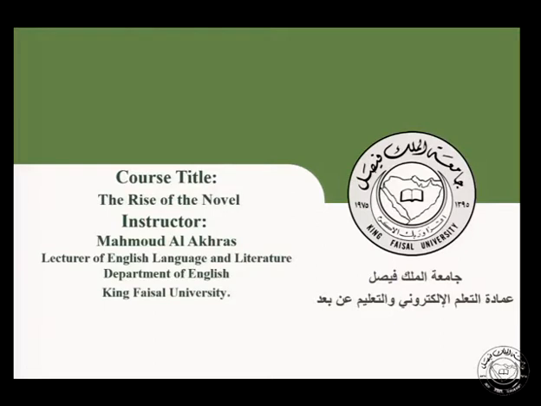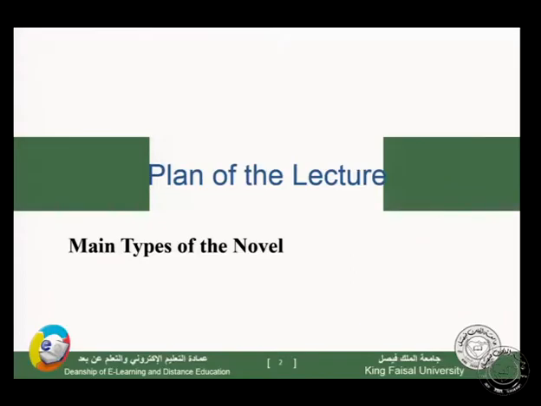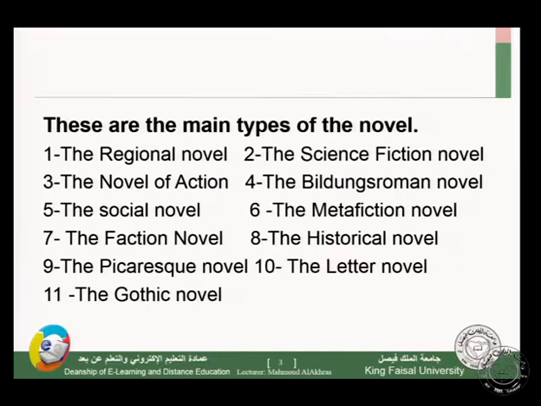Now let's see today's lecture. Today we are going to talk about the main types of the novel. So we are not going to take all the types of the novel, but we are going to select some types of the novel. Let's see some of these types. These are the main types of the novel. We have the first one, the regional novel. Second, we have the science fiction novel.